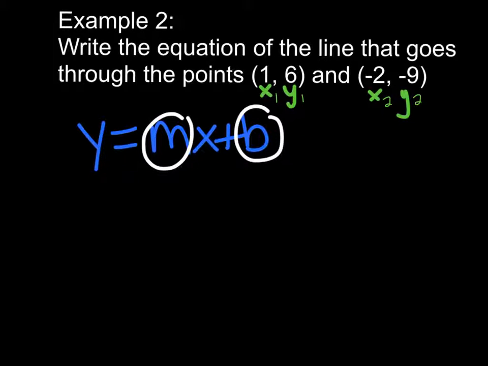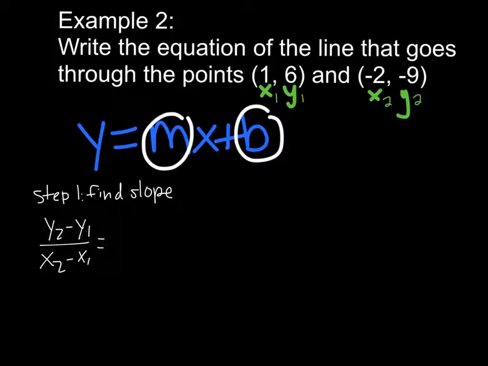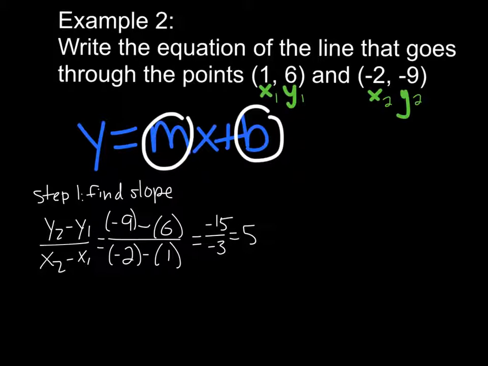I can substitute those in for x and y, but since I'll still have an m and a b, that won't help me yet. So what I'm going to do is I'm going to use my formula to find the slope in order to be able to fill in m. So step 1 is to find the slope. My formula is y2 minus y1 over x2 minus x1, or rise over run. I substituted in my values, and when I simplified, I got 5. Keep in mind when you do this, remember that we have subtraction, so if we were subtracting a negative, it would change to a plus sign. A negative over a negative is a positive, so my slope is 5.